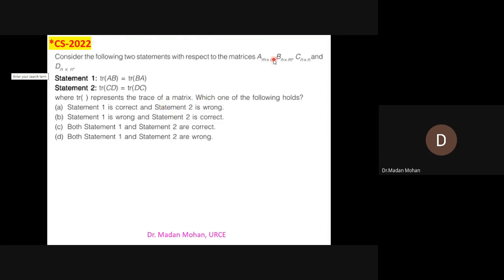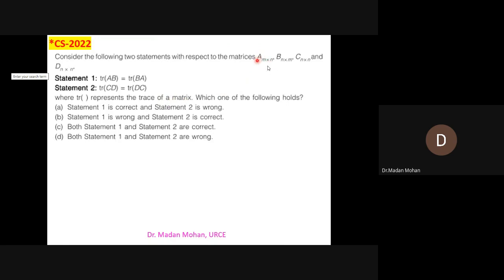Okay, here M cross N, N cross M, N cross N. The orders are very familiar to you. What is the meaning of trace? Sum of elements in the principal diagonal. Very good. Simply, diagonal means we always take the principal diagonal. Sum of the diagonal.